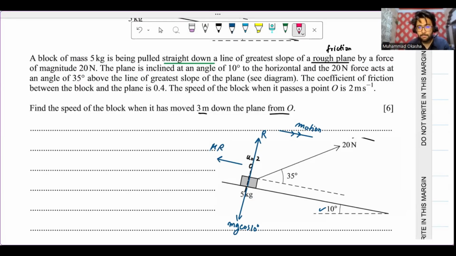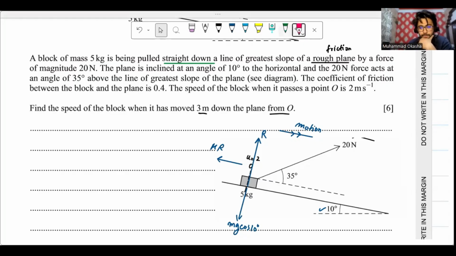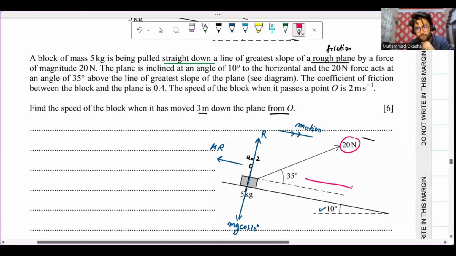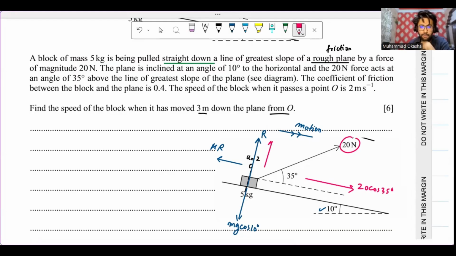And the body is being pulled with a force of 20 newtons. Now let's break down this force into components. So this part of the force in this direction is going to be 20 cos 35 degrees, and it's going to have an upward component, which is going to be 20 sine 35 degrees. I think that's it. There are no more components.